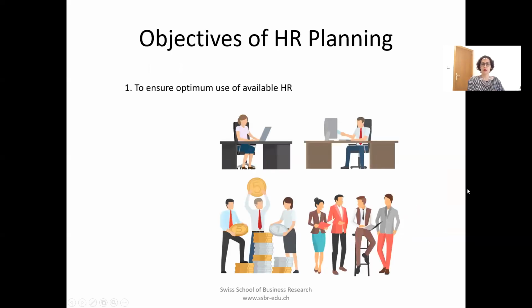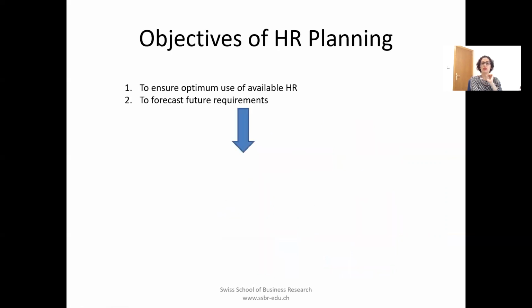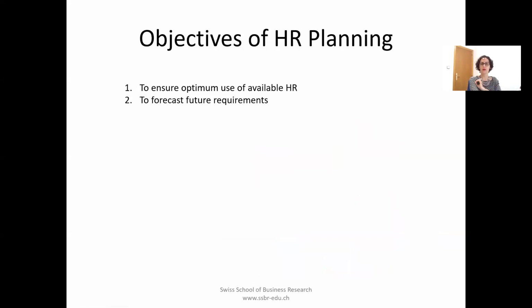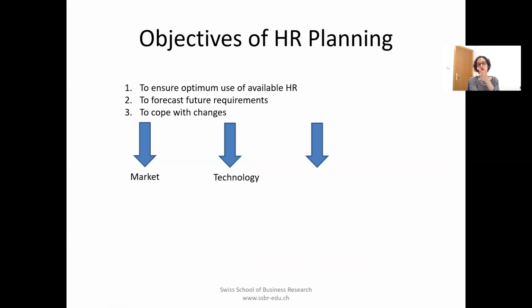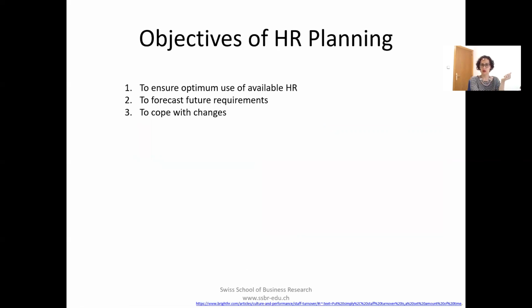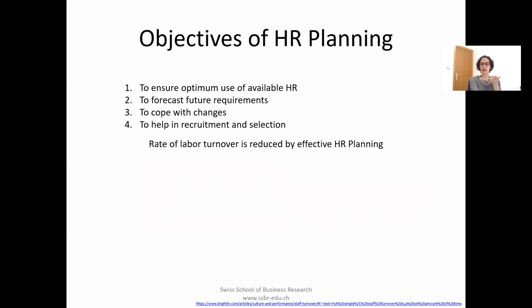So, other objectives of HR planning. The first thing is that we as strategic HR managers need to ensure that we are using our human resources in the most optimal way. Then we also need to be able to forecast our future requirements and be able to estimate surpluses and lack of HR. And this I will actually talk about towards the end of class in more detail. We need to be able to cope with changes: market changes, technological changes, product changes, or government regulatory changes. And to help in recruitment and selection.